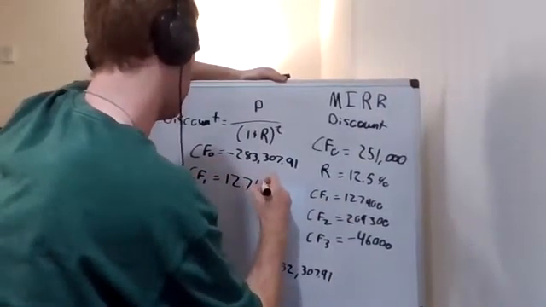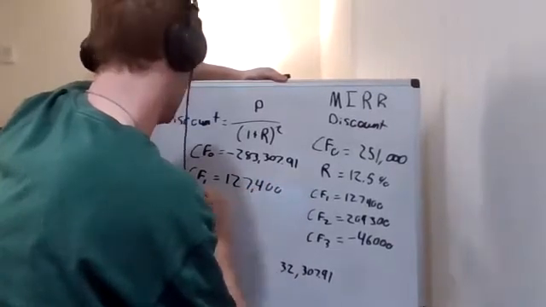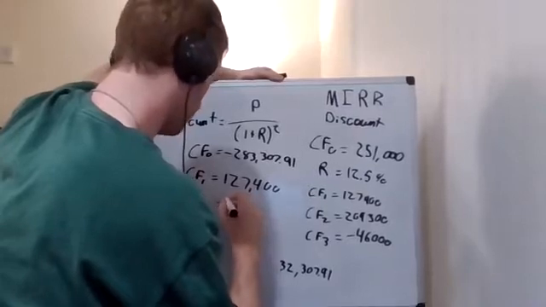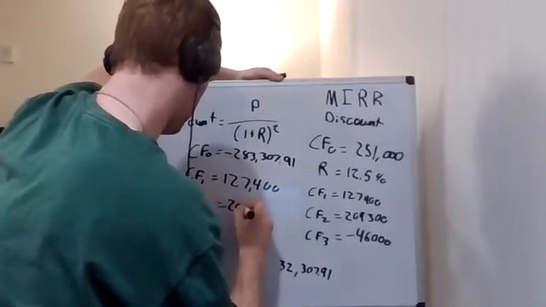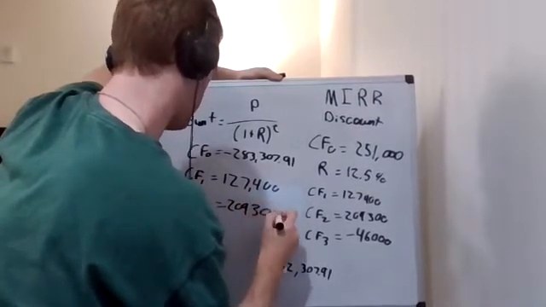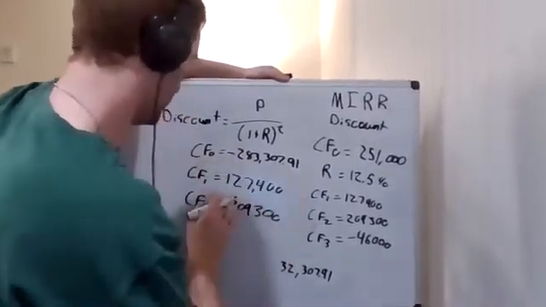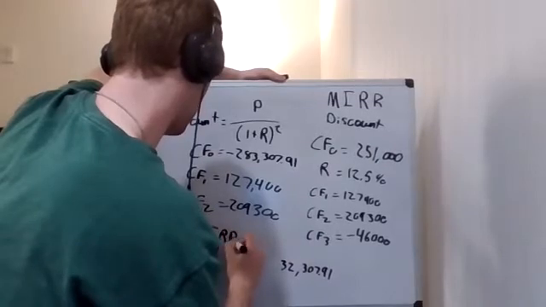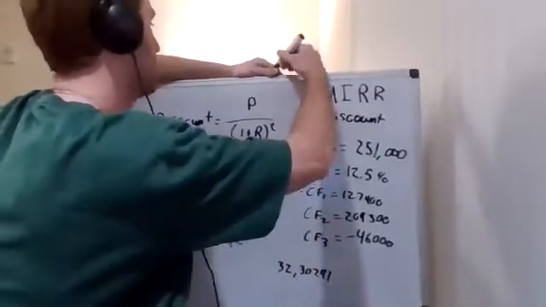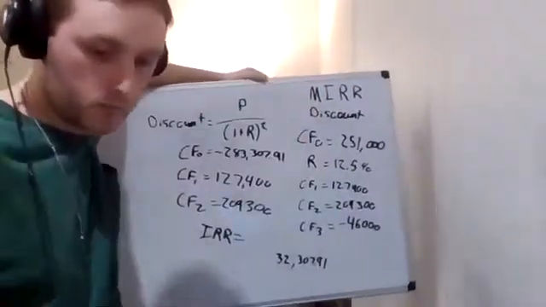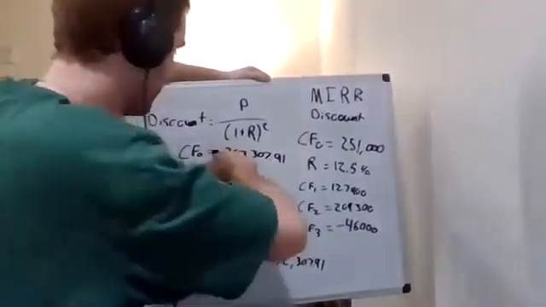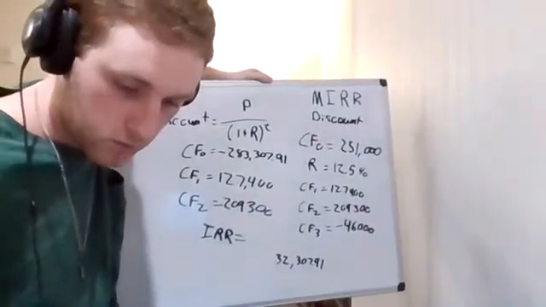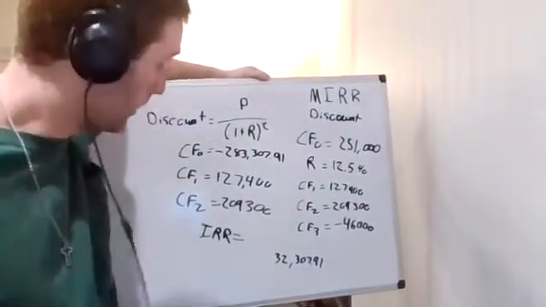127,400. CF2 equals 209,300. We'll put it in like so, and our IRR will come out to, does somebody want to run that for me? And remember, this is a negative. I'll do it too, but I want to make sure you guys are getting the same thing I am.